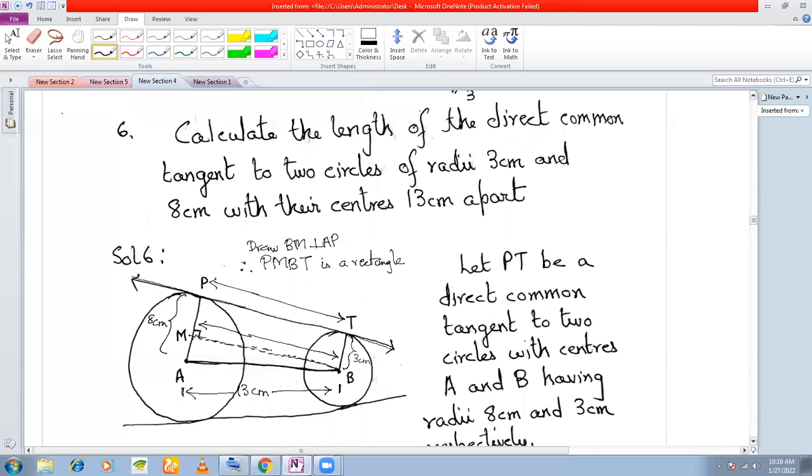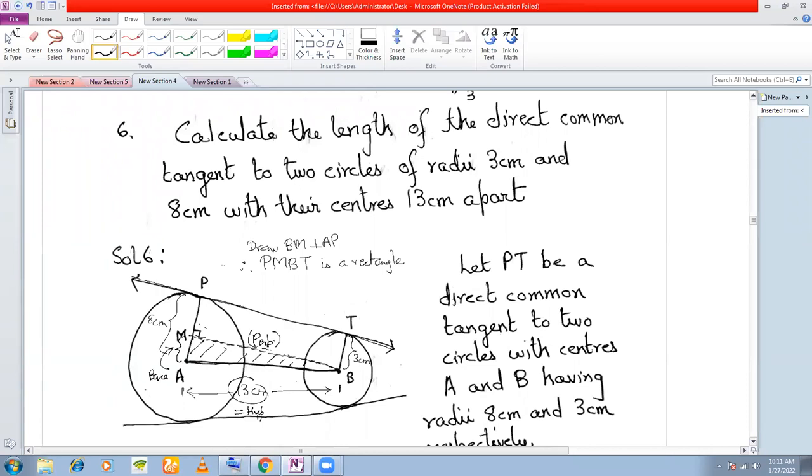Now the question is how to calculate the length of BM. Now let's see what we have here. See, this is a right angle triangle here, right? Now in this right angle triangle, the hypotenuse is 13 centimeter, right? This is the hypotenuse. And this one is your perpendicular, which we need to calculate. And this is your base. This AM, this length here is your base.